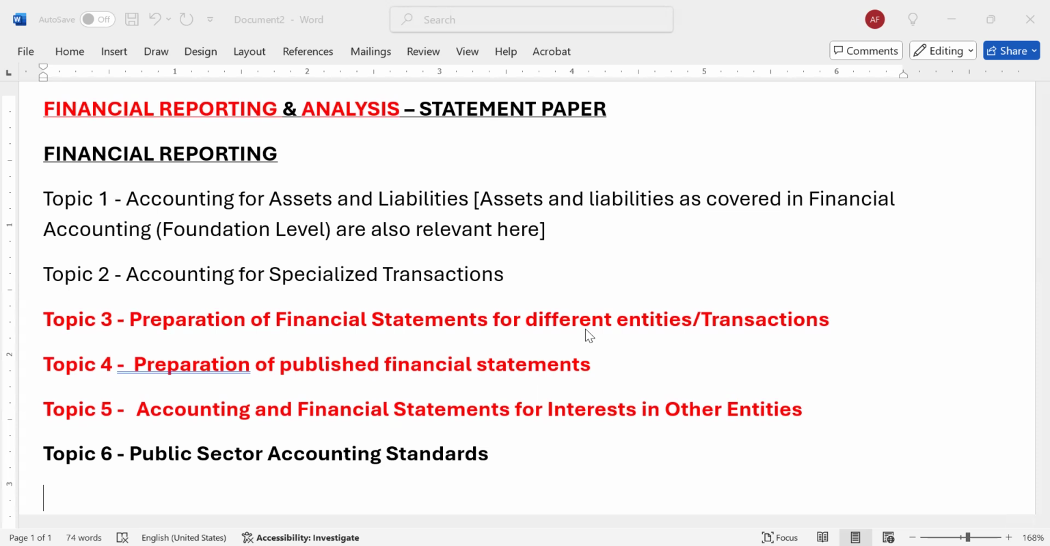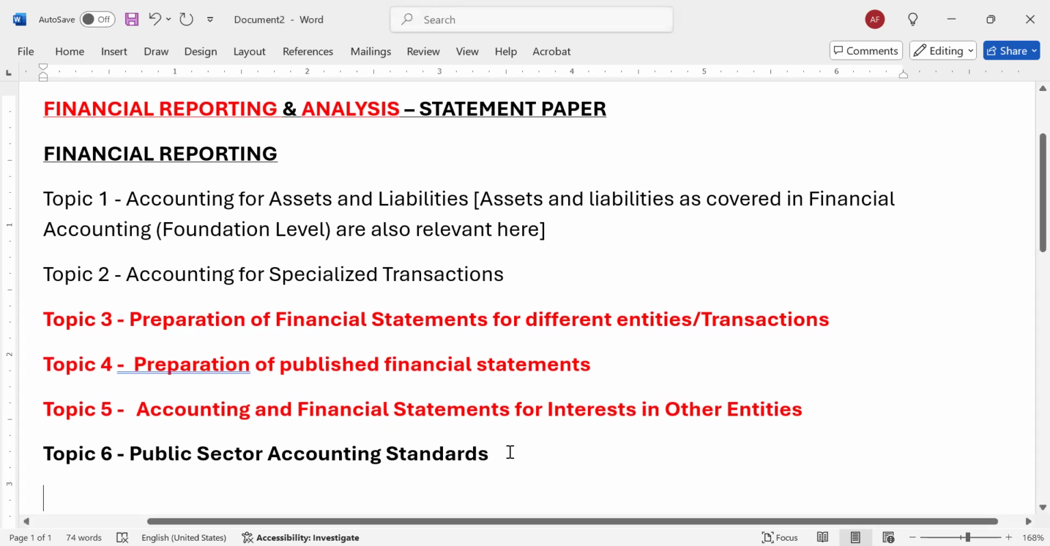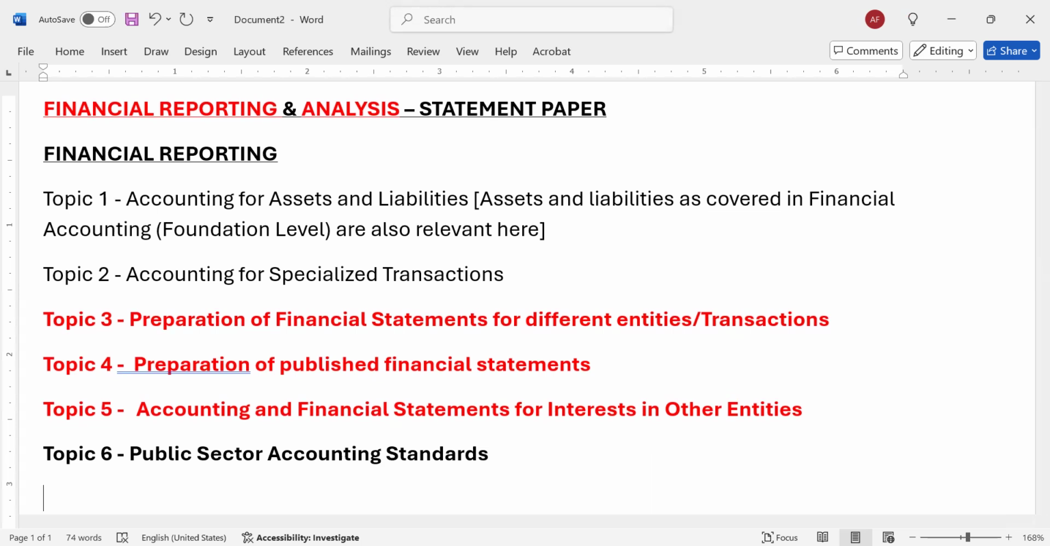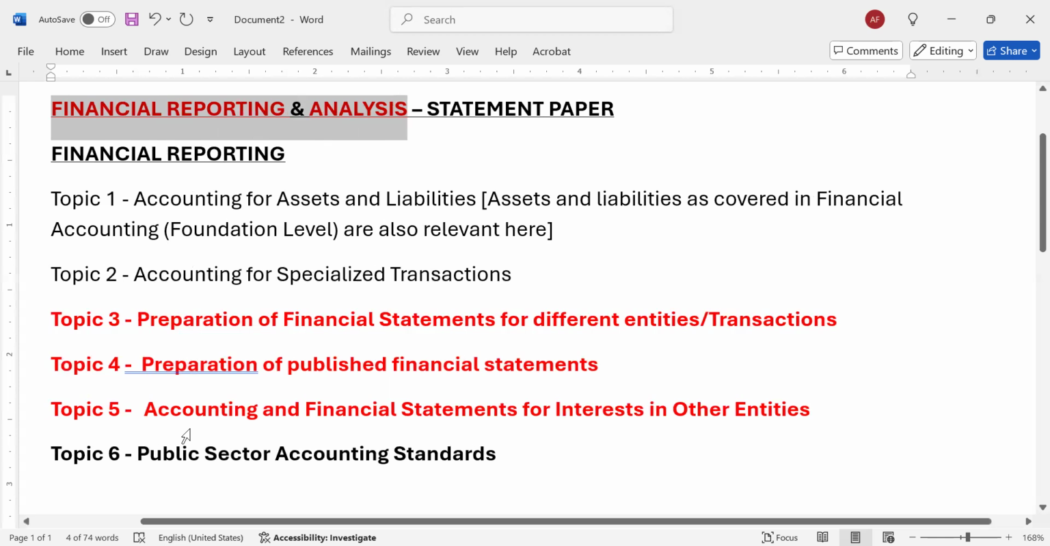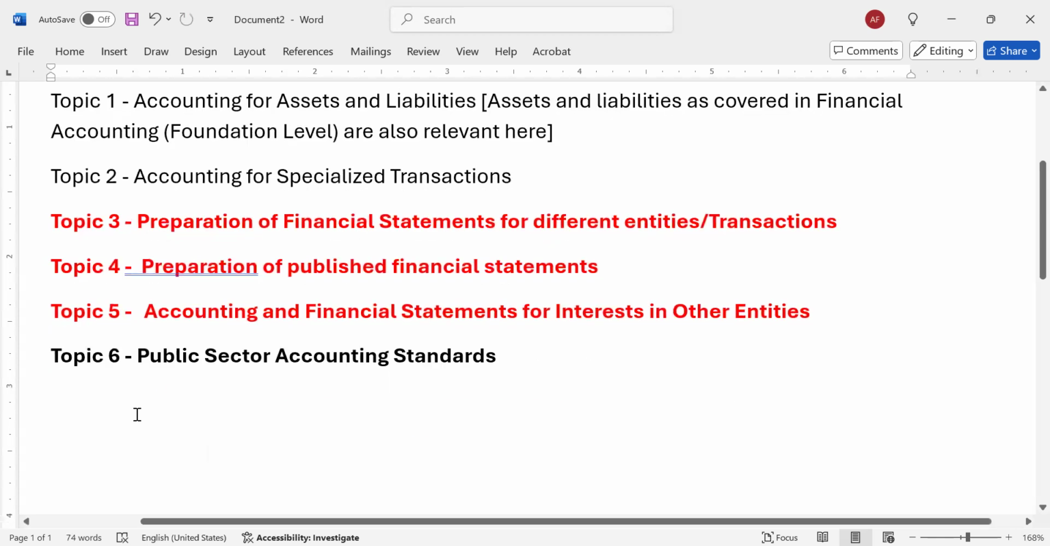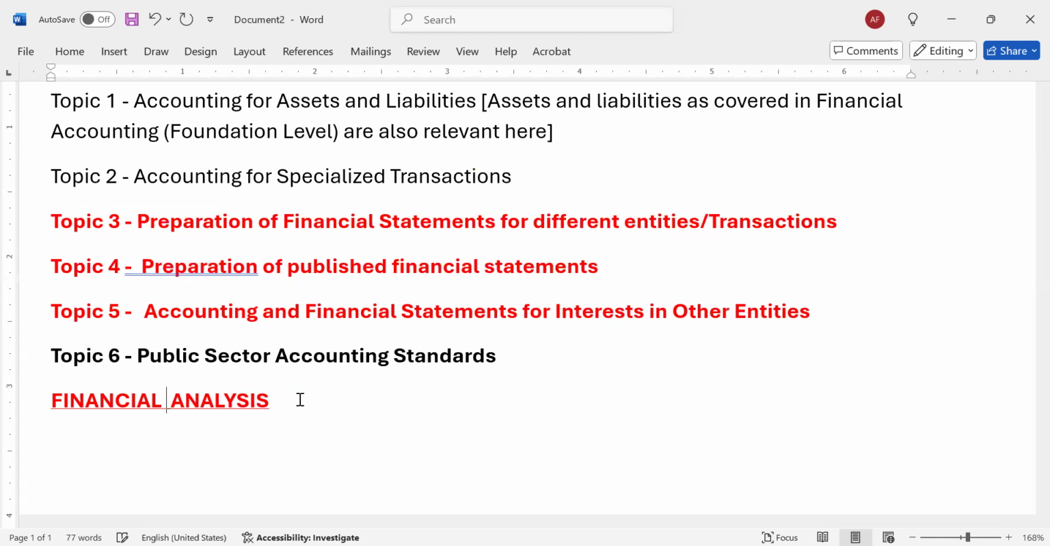Now we go to the aspect of financial analysis. We've said that we have two parts: financial reporting and analysis. Whatever we've looked at first was financial reporting. Now we jump to this area of financial analysis. Under financial analysis, we'll be talking of only topic number 7.